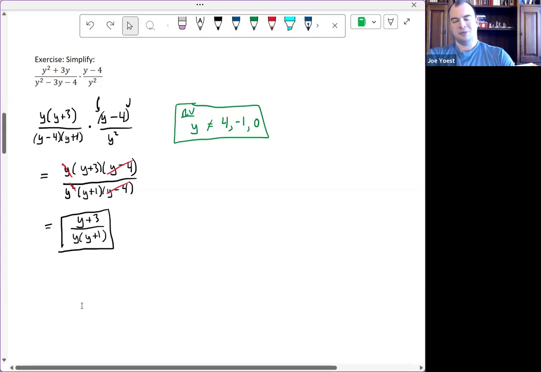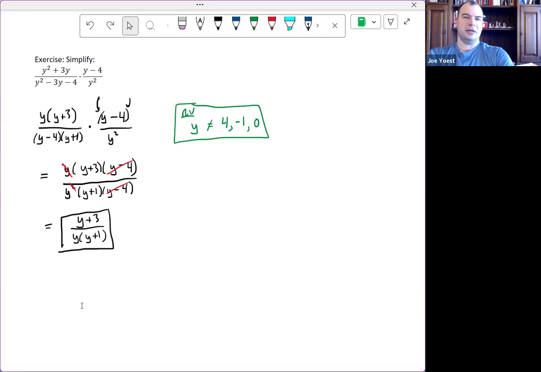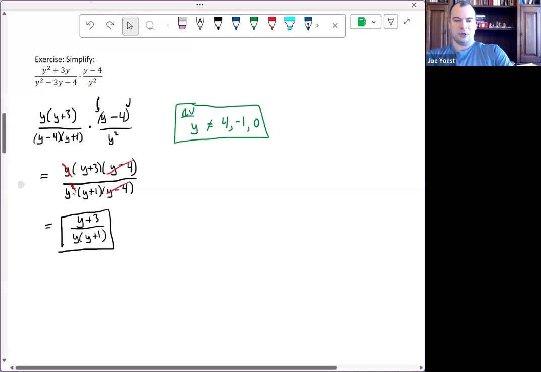I guess it wouldn't be wrong to keep that in parentheses, but it's more standard to take the parentheses away because they're no longer needed. In the denominator, I have one factor of y left times the y plus 1.